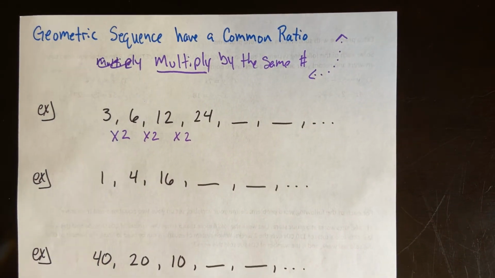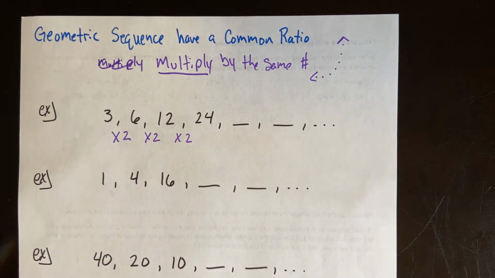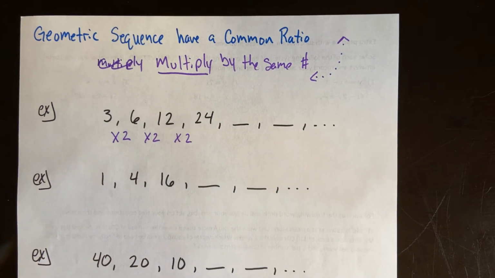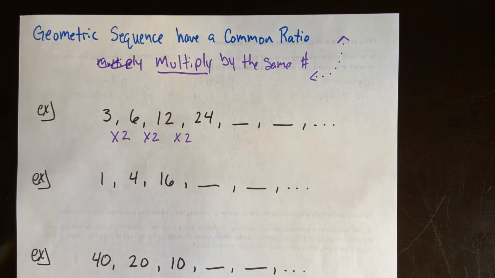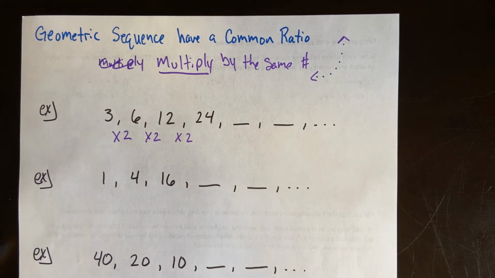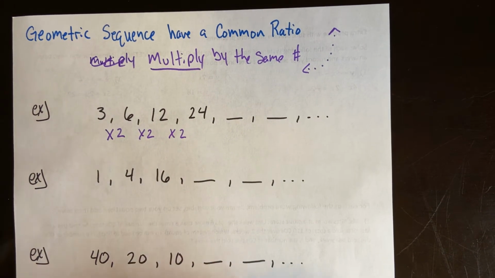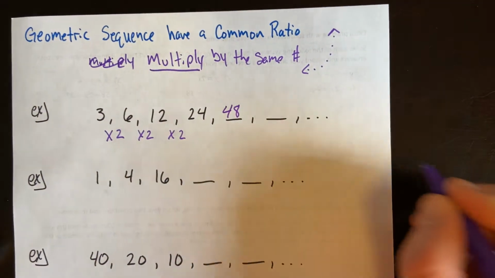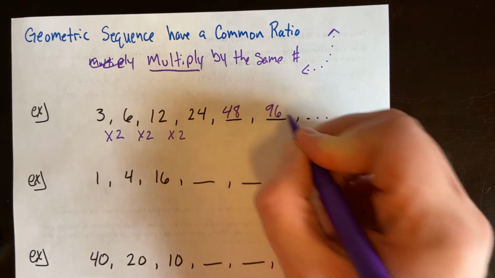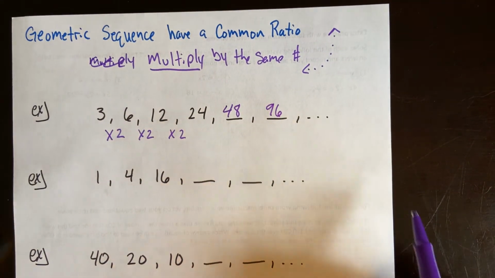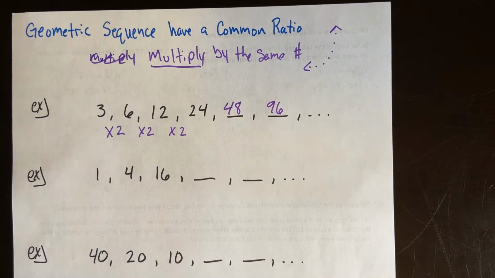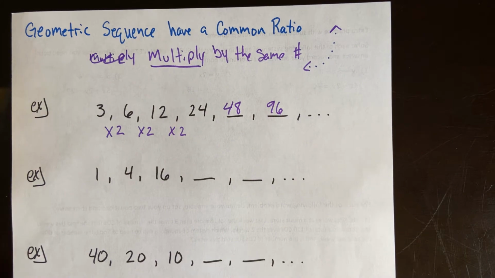And it's that multiplication, that times 2 in between each term, that allows us to say that this is a geometric sequence. And again, we should be able to extend the pattern. If we keep multiplying by 2, 24 times 2 is 48, and 48 times 2 is 96. And again, these dots just mean forever. This pattern is just going to keep reoccurring over and over again.